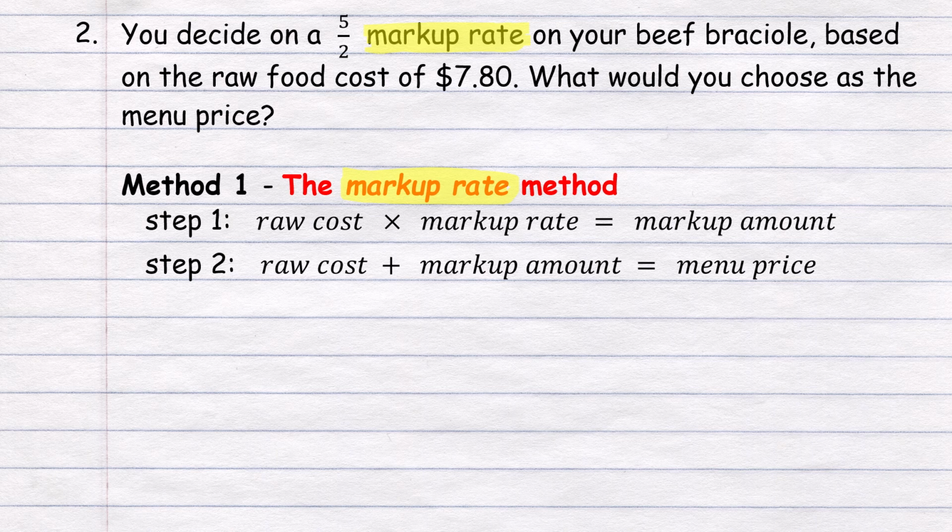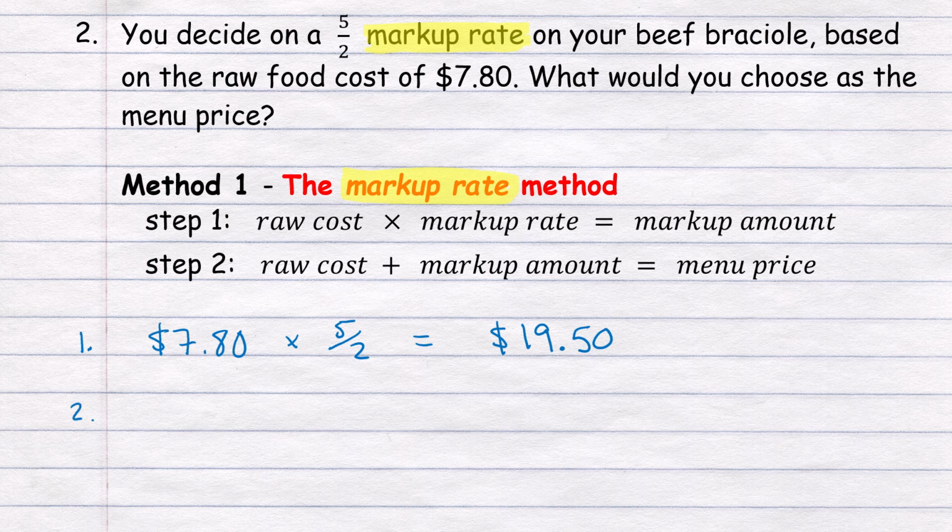So very similar to the last problem. We're taking step one, the raw food cost, so that's the $7.80 given in the problem, multiplied by the markup rate. Now it's given as a fraction, not a percentage, so we're going to multiply that by 5/2. And that will give us, according to the calculator, $19.50. So that's the amount added to the cost.